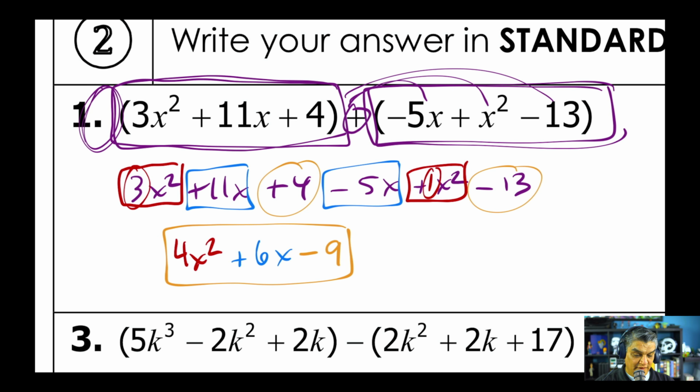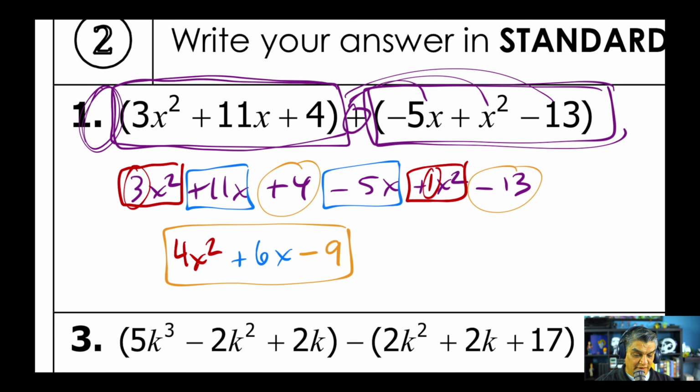All right, let's try number 3. I want to try number 3 because it has a minus. So number 3, I have this polynomial. And there's nothing in front of the group, so I don't need those parentheses. 5k cubed minus 2k squared plus 2k.